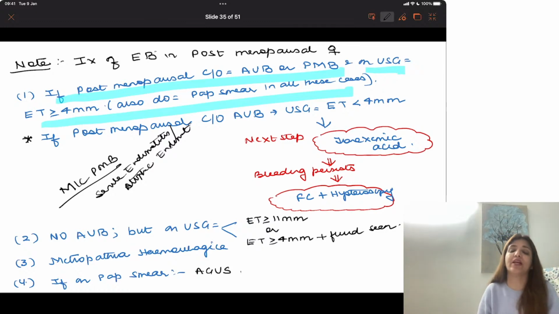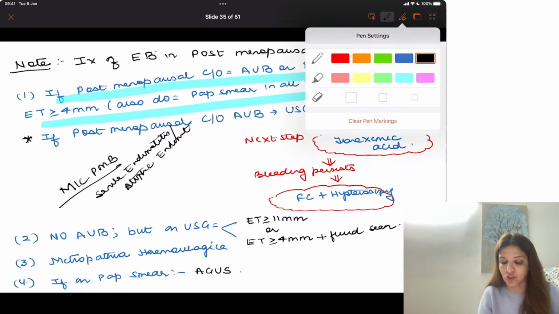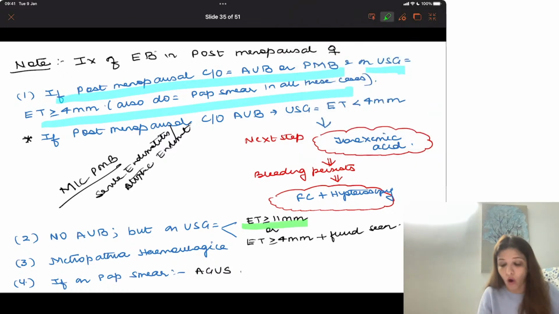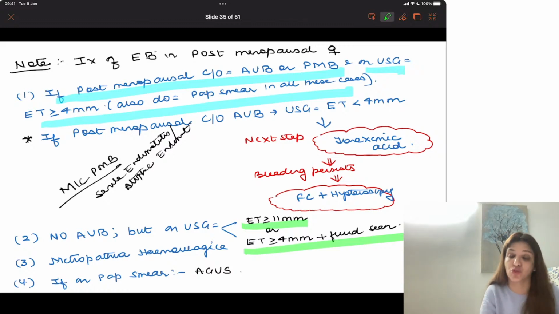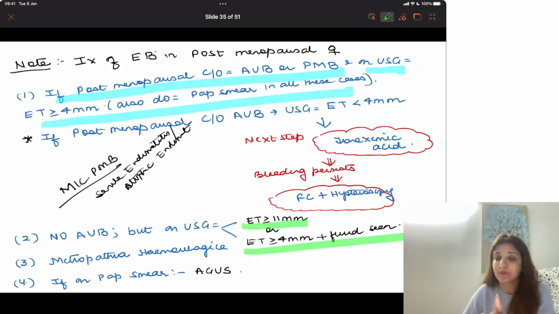Right? Now, suppose there is a postmenopausal female who doesn't have any postmenopausal bleeding, but an incidental finding on ultrasound is that endometrial thickness is more than or equal to 11 millimeters, or endometrial thickness is more than or equal to 4 millimeters plus fluid is seen inside the uterine cavity. Then that is also an indication for endometrial biopsy, irrespective of the fact that the patient is not bleeding. Because in a postmenopausal female, I expect the endometrium to get atrophied. But in this case, instead of atrophy, I am getting endometrial thickness of more than or equal to 11 millimeters. So I am again going to do endometrial biopsy.